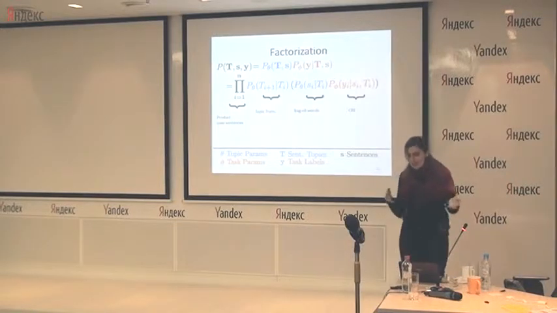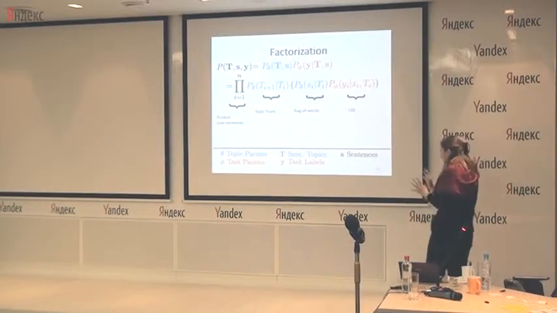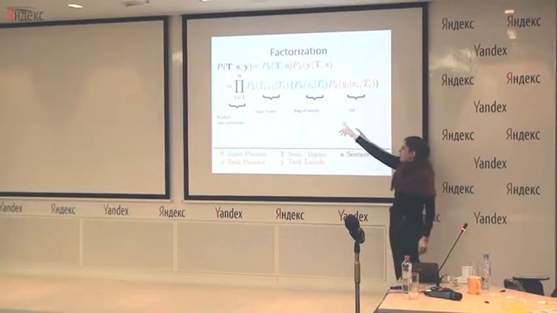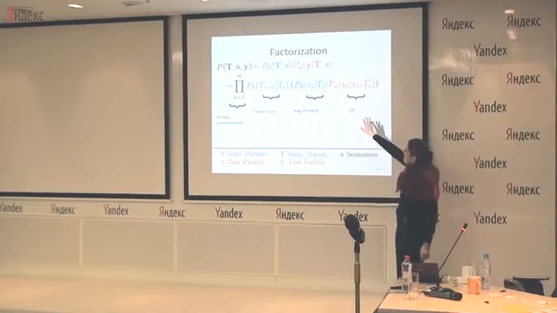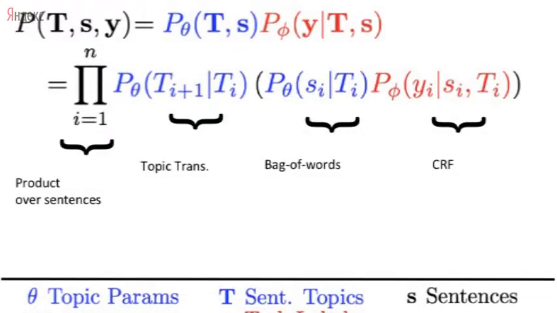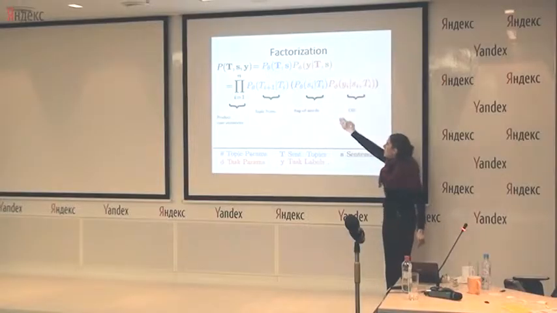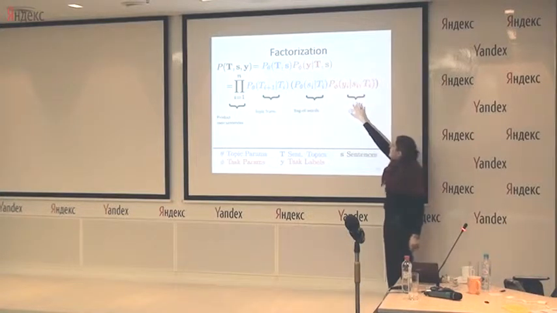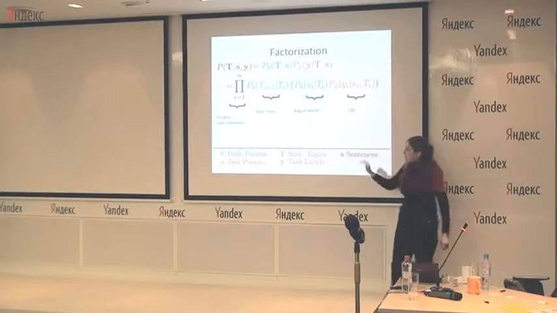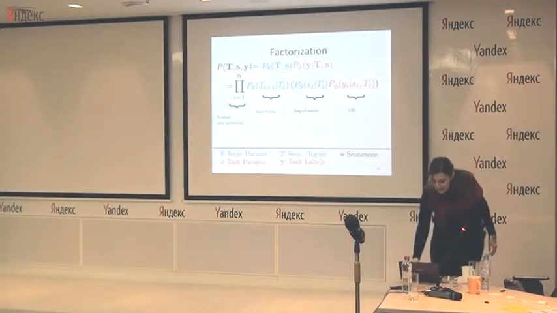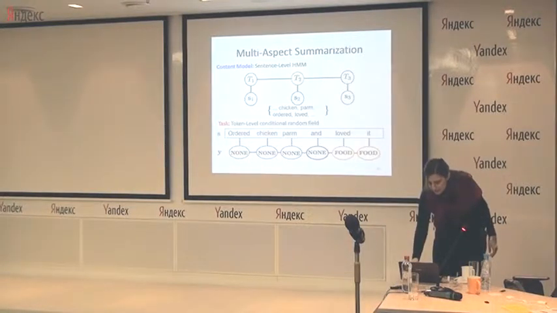So let's see, to be very concrete, what we're doing here. You're looking at the joint of topics, words, and your labels, and you just factorize this probability into two parts. One looks at the topics, the transition between topics, and generates the words from the topics. Then there is another model which generates the label conditioned on the word and the topic. Let me show these slides.